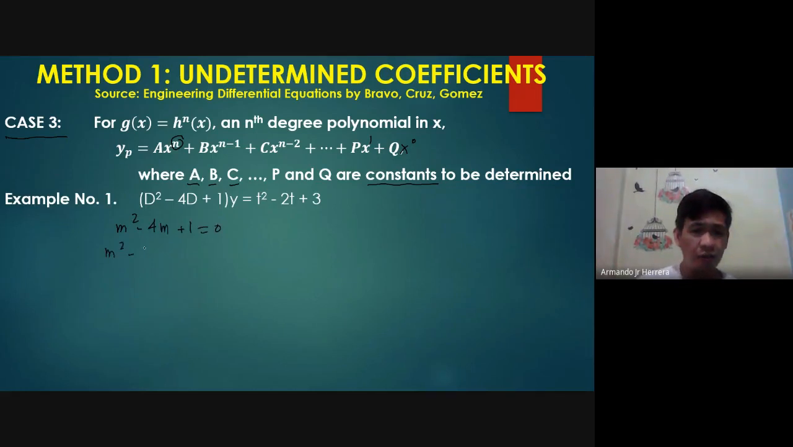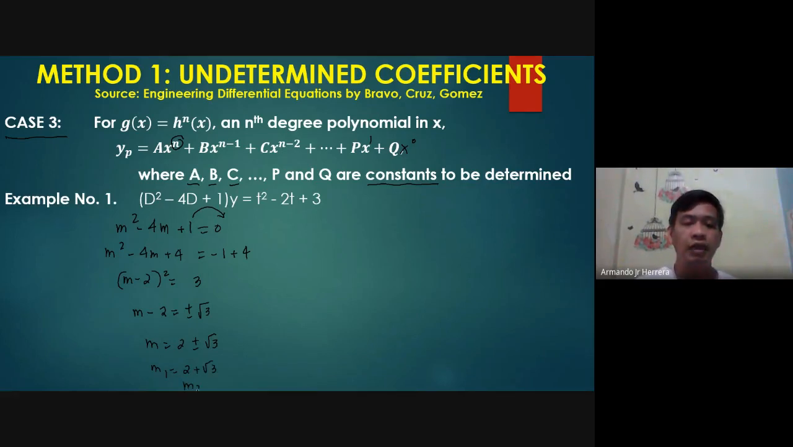So that's m squared minus 4m. Transposing that, so that's negative 1. So you add 4, you add 4. So we have here (m minus 2) raised to the second power is equal to 3. Then you have m minus 2 is equal to plus or minus square root of 3. Then m is equal to 2 plus or minus square root of 3. So m1 is equal to 2 plus square root of 3, m2 is 2 minus square root of 3.